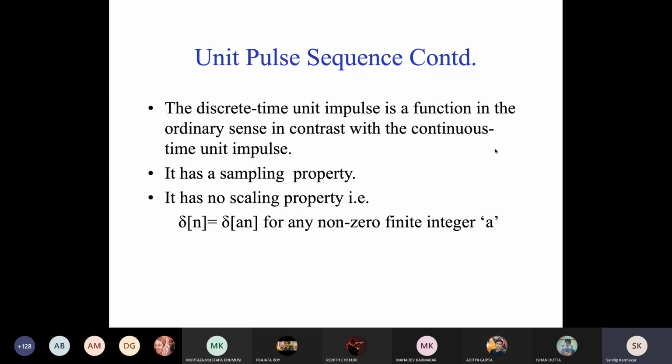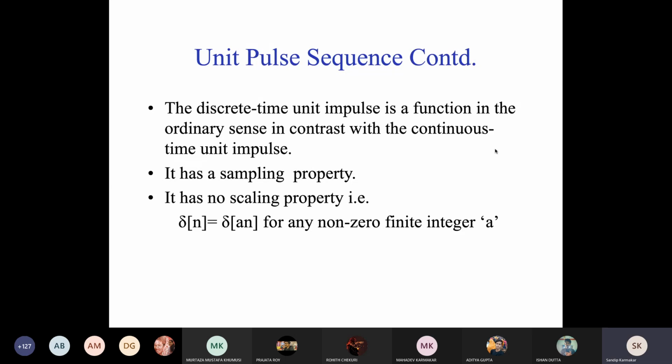The discrete time unit impulse is a function in the ordinary sense, in contrast with the continuous time unit impulse. It has the sampling property, but it has no scaling property. The scaling property was there in the continuous time unit impulse, right? Remember the scaling property of the unit impulse? What was the definition? Sir, the integral from minus infinity to plus infinity of g(t) delta(t minus t naught) dt equals g(t naught).